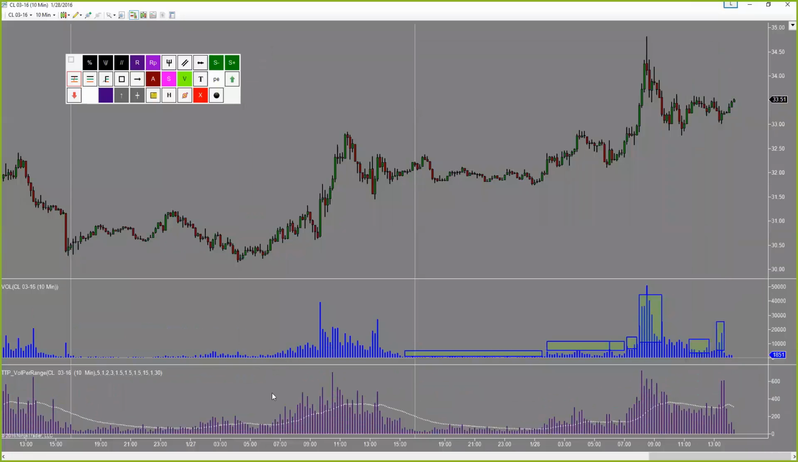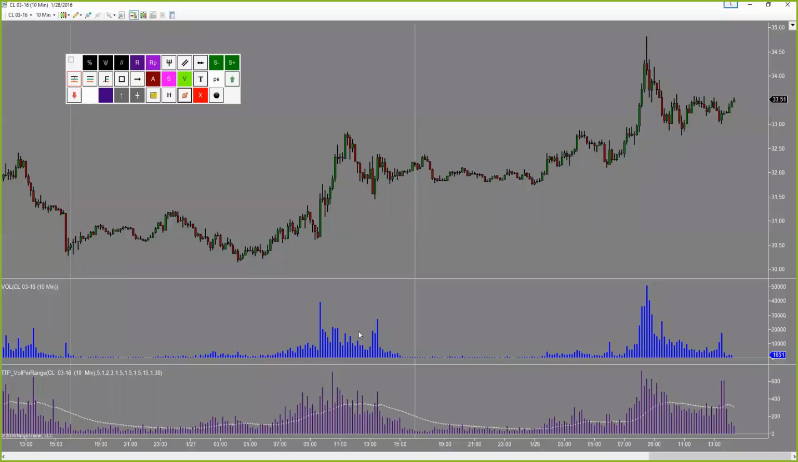Okay, and what that volume per range is telling us, and this is where Bill Williams would come in with his, what did he write? He wrote a book called, I think it was called Trading Chaos or something like that. Trading Chaos. And he would call this the Market Facilitation Index, the MFI.